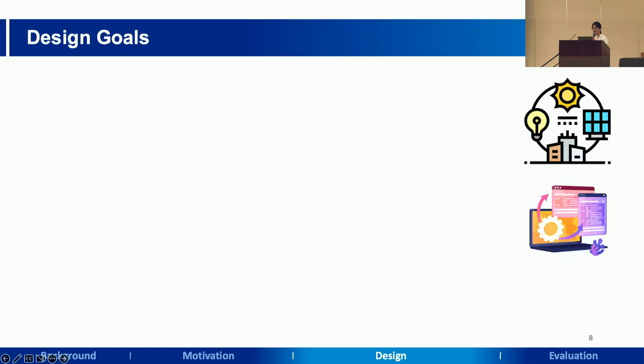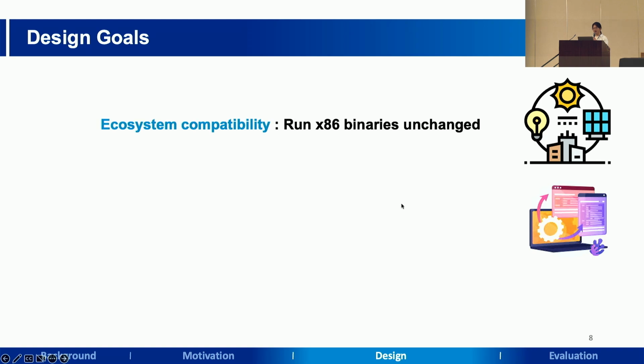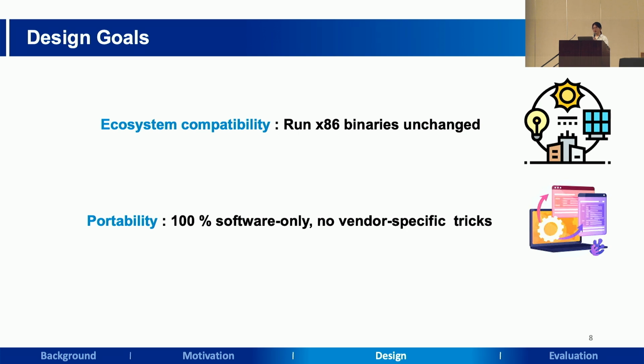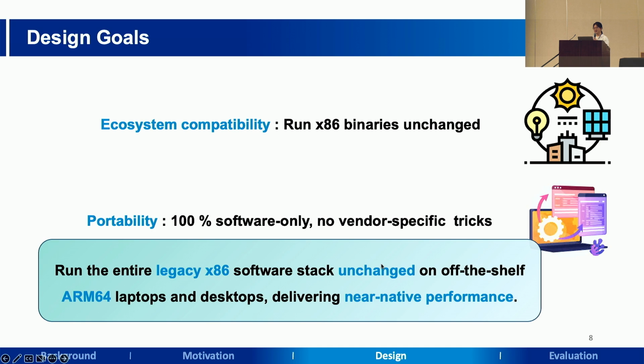So let's move to the design. Existing engines forced us to trade speed for breadth or accept vendor lock-in. Our goal is to end that compromise. First, ecosystem compatibility. Any Windows or Linux x86 program, games, CAD, legacy toolchains, should launch on ARM unchanged. Second, portability. The solution must be pure software, free of Apple-only micro-operations or bespoke firmware, so it runs on any shared ARM64 laptop or desktop. In short, we aim to carry the entire legacy x86 stack onto modern ARM hardware while delivering near-native performance. No source changes, no special silicon, just install and play.